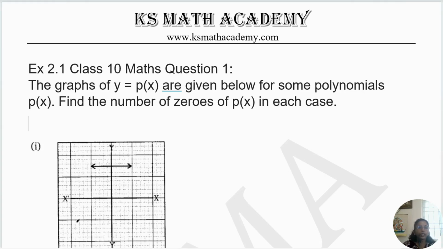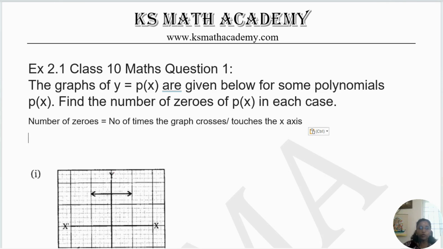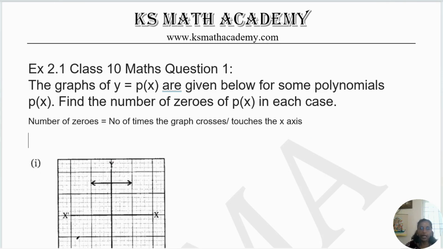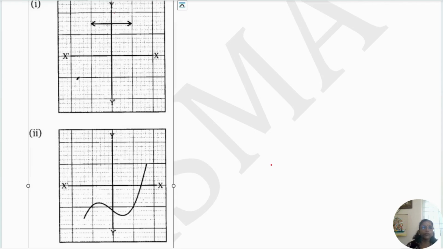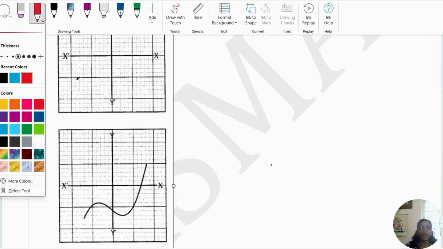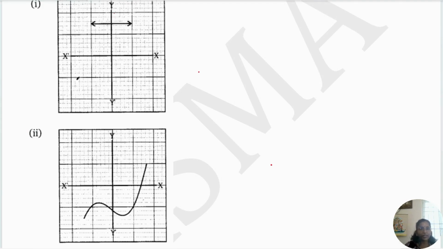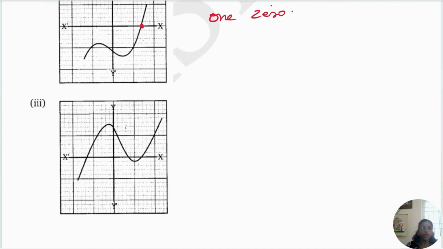So first you have to understand that the number of zeros will be equal to the number of times the graph crosses or touches the x-axis. Look at your graph here. In the first graph, we do not have any crossing of the x-axis, so the number of zeros is 0. No zeros are available in this case. Coming to the next one, here it crosses the x-axis only one time, so 1 zero is available for this p(x).